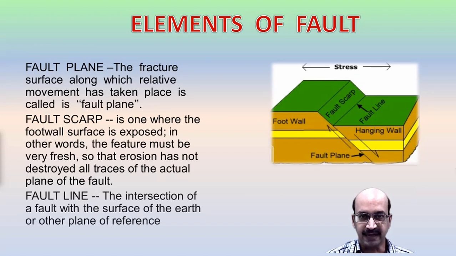In this diagram we can see the fault plane, fault scarp and fault line along with the hanging wall as well as the footwall. So the fault plane is basically a surface or a plane along which the relative movement has taken place, while the fault scarp is that part of the fault plane which is exposed over the surface, and the fault line is the line of intersection of the fault with the surface of the earth or any other plane of reference.